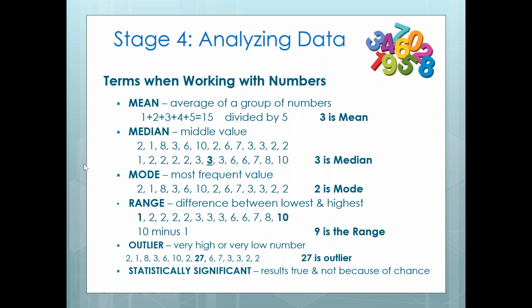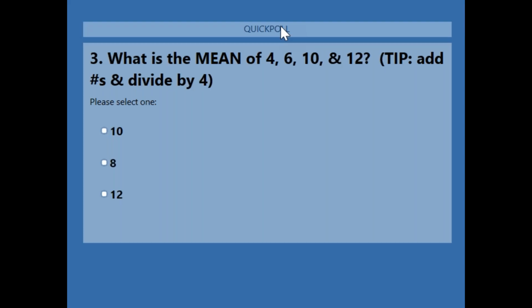Now, I have a few polls for you. So let's look at these polls. This first one is, what is the mean of 4, 6, 10, and 12? Remember, you have to add up the numbers to get a figure and then divide by 4, because there are 4 numbers. So see what you can do here. All right, I'll give you a couple minutes.